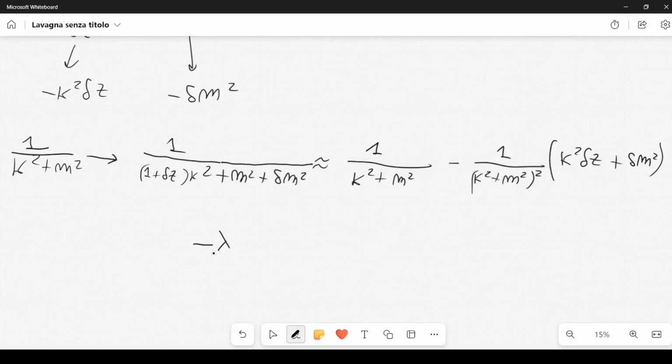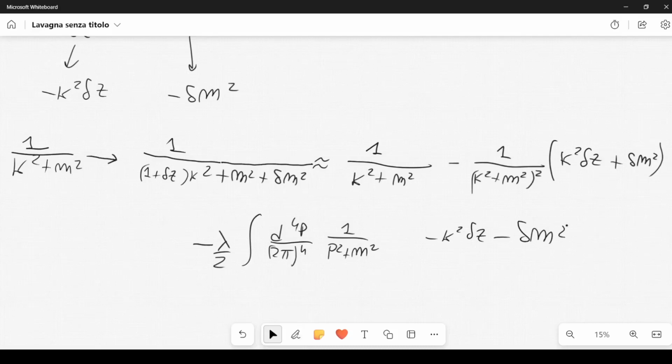We had something like minus lambda over 2 integral d^4p over (2 pi)^4 of 1 over p squared plus m squared. So basically this multiplied this term. So you can see that we have some other contributions that are given by minus k squared delta z minus delta m squared. And if you recall, we defined this to be capital pi of k squared. So capital pi of k squared, or more specifically, its one loop contributions are this. So we have added these terms to this function.